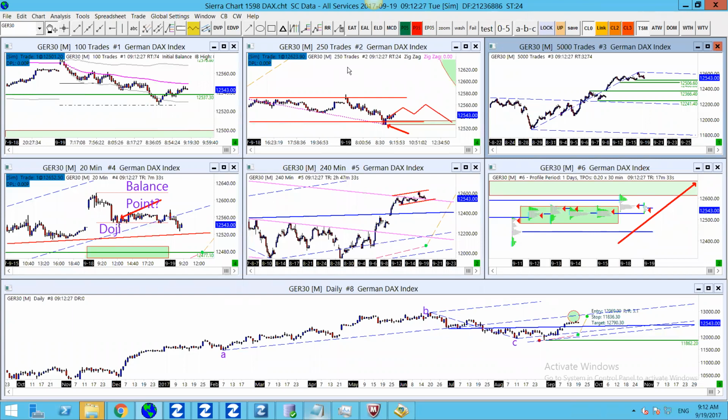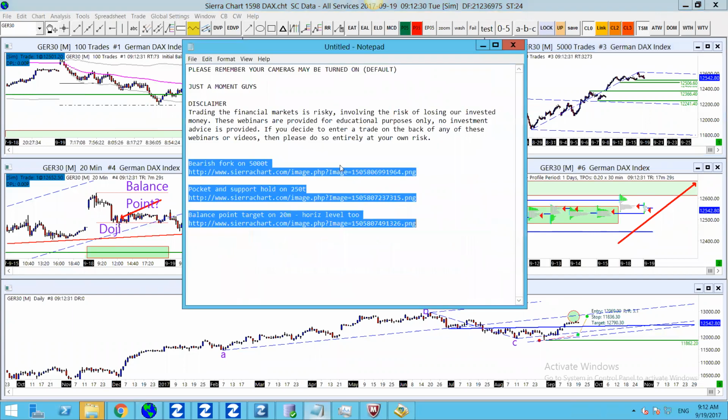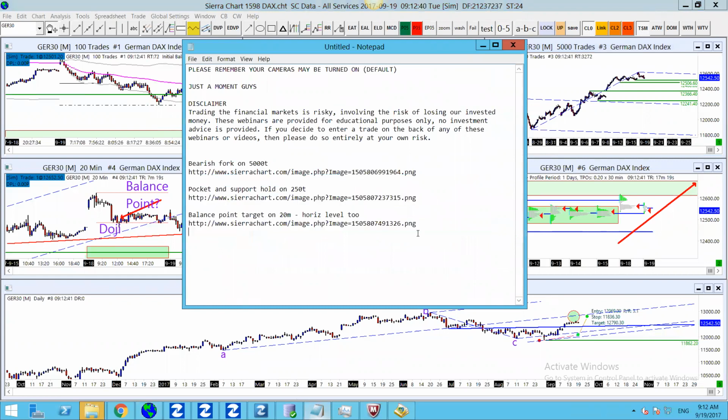It's Tuesday, the 19th of September 2017, and we're going to take a look at the Dax Technical Analysis. We've just completed a webinar, and we've got a couple of screenshots which posted into the community chat room as well. So we're going to go through and quickly summarize what it is that we just discussed.